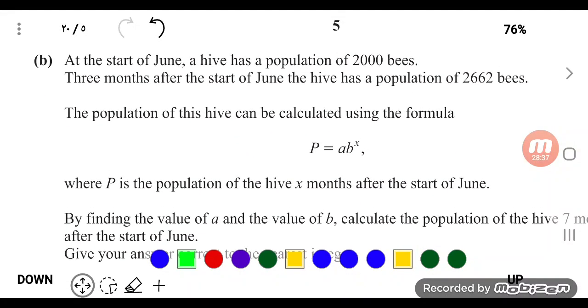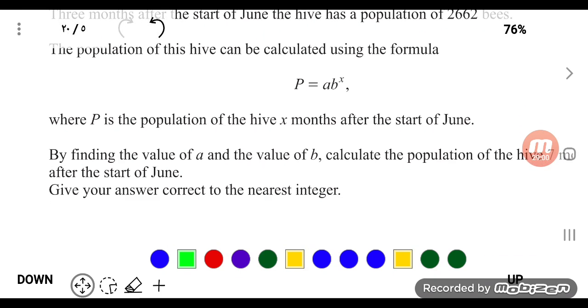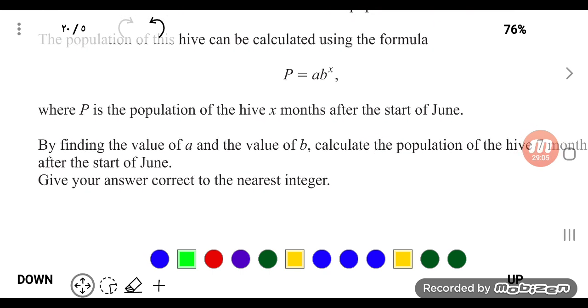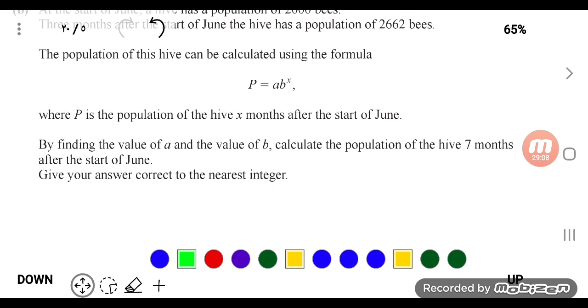Question B now. At the start of June, a hive has a population of 2,000 bees. 3 months later, after the start of June, the hive has a population of 2662 bees. The population of this hive can be calculated by the formula P equal A B to the X, where P is the population of the hive X months later after the start of June. By finding the value of A and B, calculate the population of the hive 7 months after the start of June. Give your answer correct to the nearest integer.